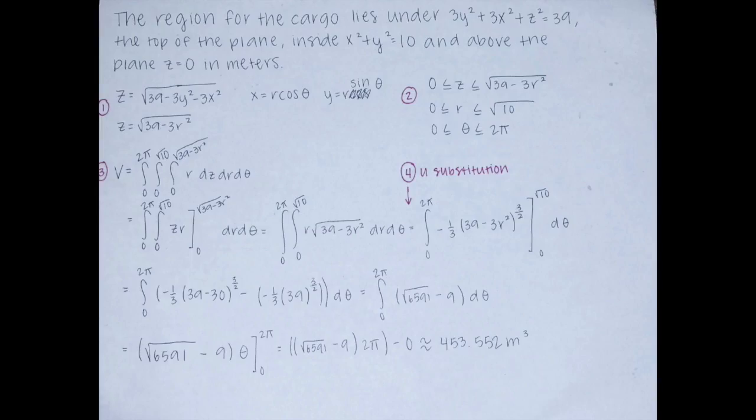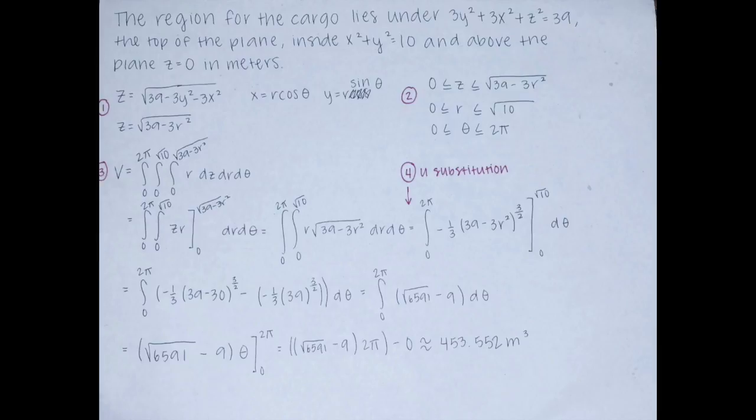Since we will be using polar coordinates, we must first find the bounds in polar form. We set the equation 3y squared plus 3x squared plus z squared equals 39 equal to z, giving us z equals the square root of 39 minus 3r squared. Since we know x squared plus y squared equals r squared, we now have our z bounds, which is 0 is less than or equal to z, which is less than or equal to the square root of 39 minus 3r squared.